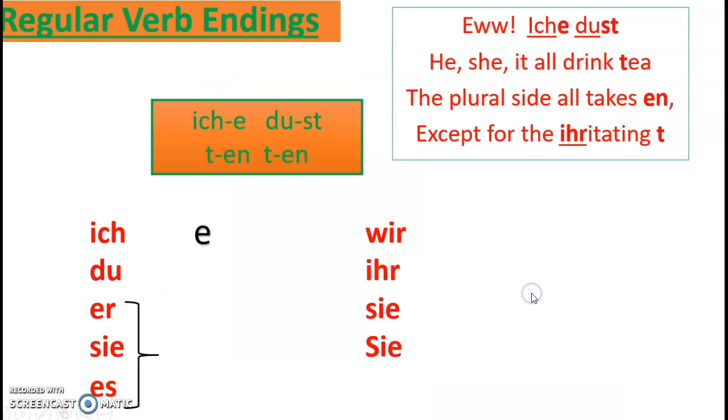Now we're going to come back to this tomorrow, but keep in mind the different verb endings. So ich takes e, du takes st, er, sie, es take t, wir takes en, ihr takes t, sie plural and formal take en. So tomorrow we're going to be pulling all of that together.